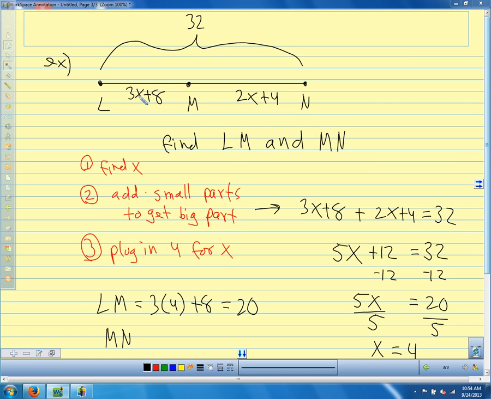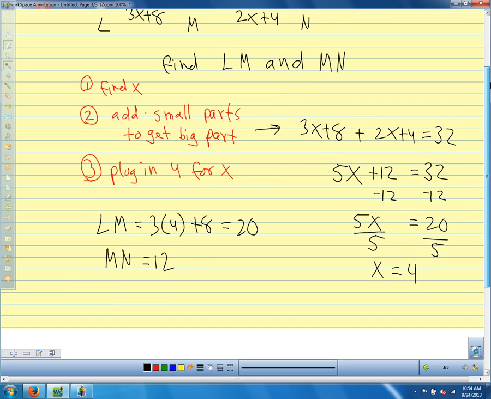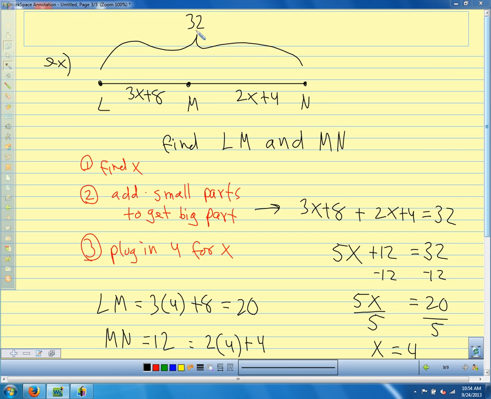And MN, do I need to plug in for x to find MN? If this piece is 20, the whole thing is 32, what does MN have to be? 12. We could check our work. We could plug that in and make sure we did it right. 2 times 4 plus 4. 2 times 4 is 8, plus 4 is 12. So we did it right. And 20 plus 12, to check our work, is 32. We're good.